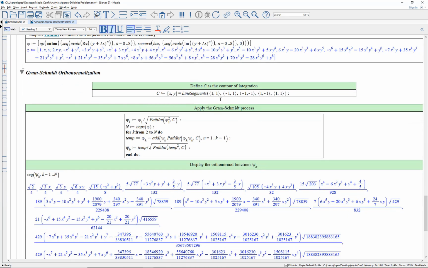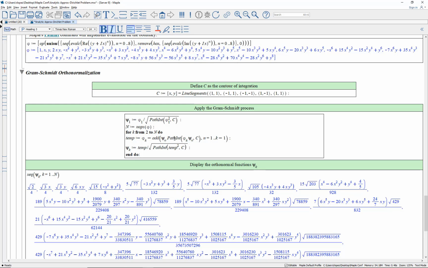Line segments, just define the nodes. The last one is the first one, so we complete the path around. And Gram-Schmidt, do the first one, function over its norm. And to get its norm, use the path int command, apply it to phi 1 squared. C is the appropriate syntax for the path int command. Do that. I didn't want to do counting, so I said, okay, Maple, you tell me how many things there are in this list. And then for each additional function, you just do Gram-Schmidt.